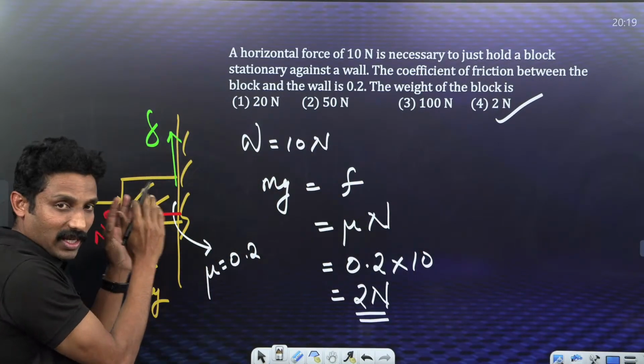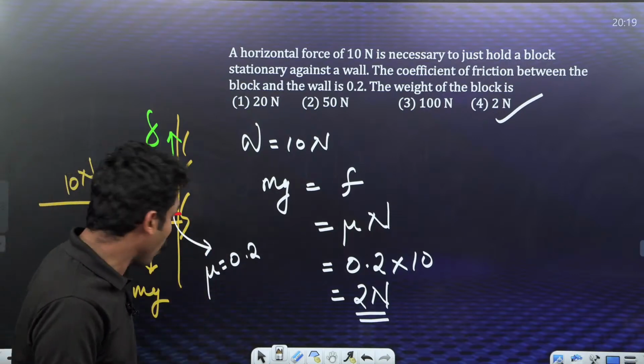Okay, that's a very simple question. So the idea of friction is there, and the idea of equilibrium is also used there.